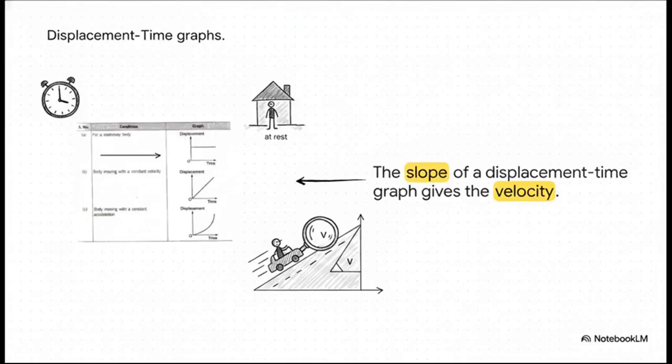But when we see a straight diagonal line sloping upwards, displacement is increasing at a steady, predictable rate. This is our uniform motion with a constant velocity. And remember this key takeaway: the slope of a displacement time graph actually gives us the velocity itself. So if the line is a curve bending upwards, the slope is getting steeper and steeper. That means the velocity is increasing. That curved line instantly tells us that constant acceleration is happening.